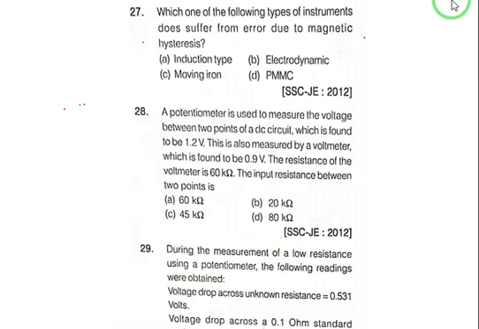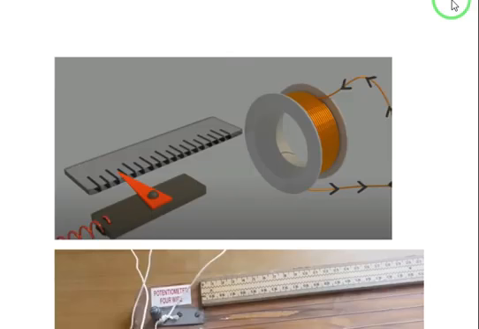Which one of the following type of instrument does suffer from error due to magnetic hysteresis? With magnetic hysteresis, which instrument reading will be affected? In the case of a moving iron instrument, there is a moving iron material. This is the moving iron instrument arrangement. When there is a moving iron material, it will move like this.